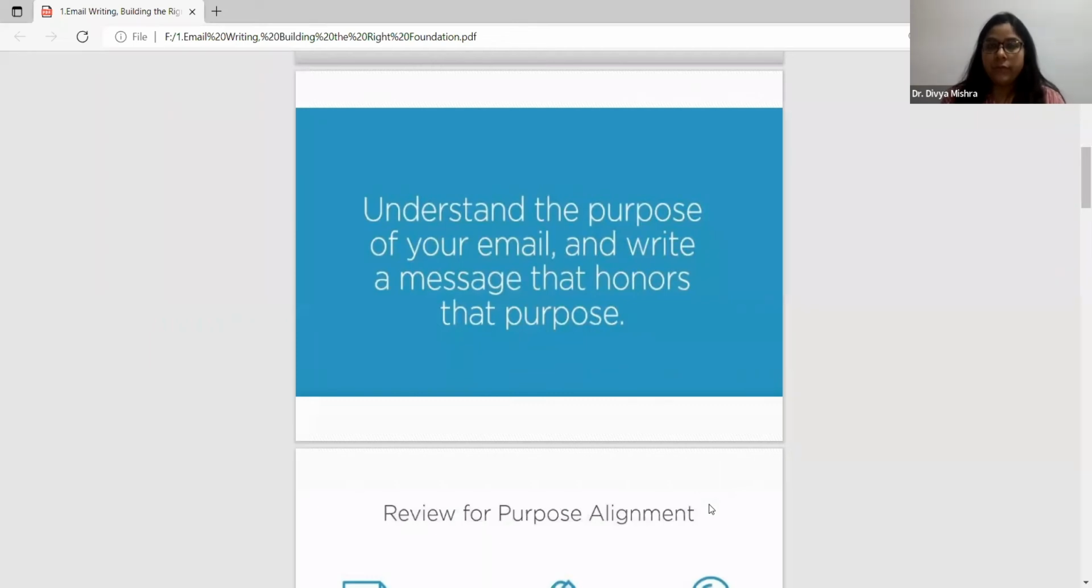Suppose you are going to write an email related to a product launch event day after tomorrow in your company, but you are writing the email in a way that is not serving the purpose. So the purpose of the email will fail. In that case, you need to know the purpose and write a message that honors that purpose. So purpose alignment is very necessary when we talk about effective email writing.